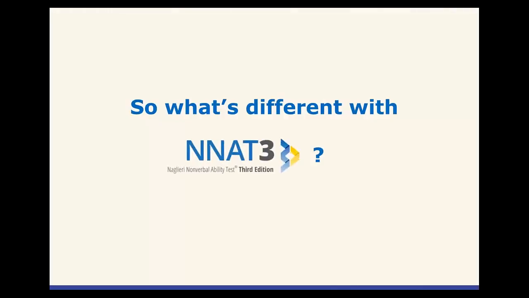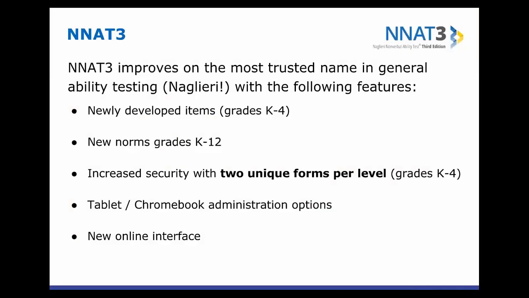So what's the difference then, with the NNAT 3? For those of you who are familiar with the second edition of the NNAT, what makes the NNAT 3 different? The NNAT 3 improves on the most trusted name in general ability testing, and that's Naglieri, with the following features. There are newly developed items for grades K through 4, and there are new norms for grades K through 12.